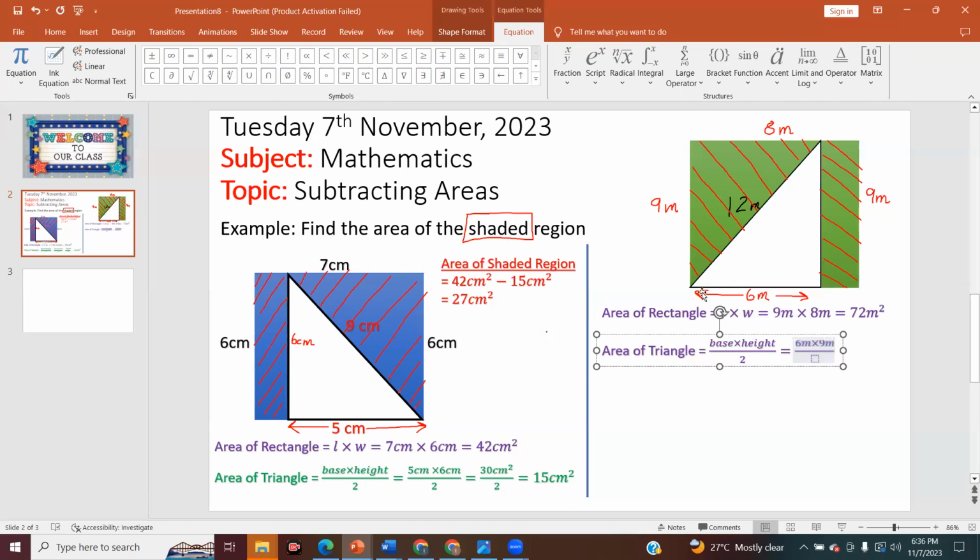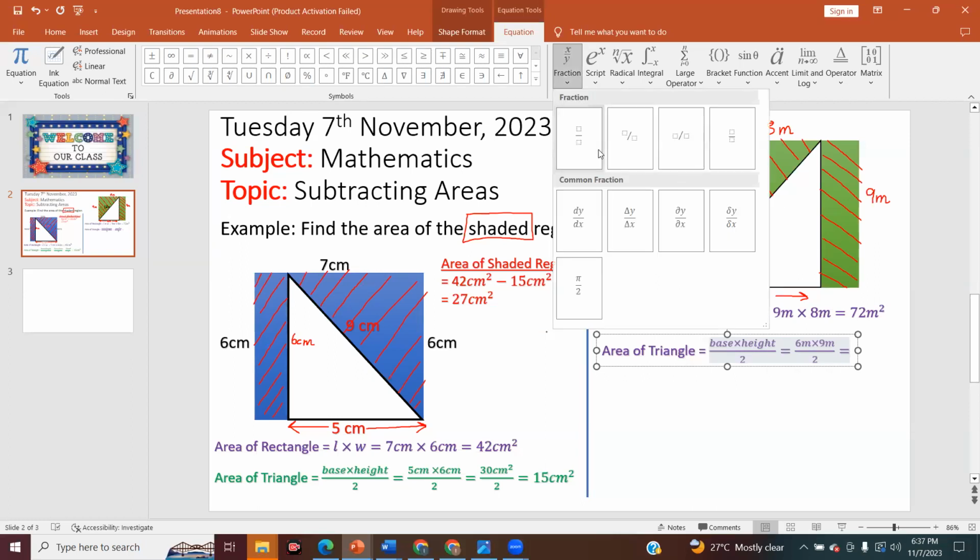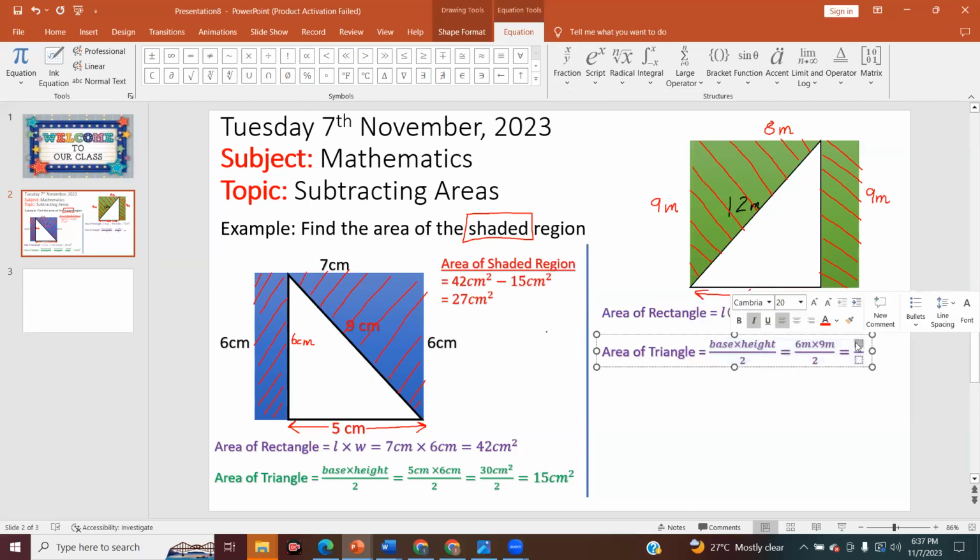So we have 6 meters multiplied by 9 meters, and then with the formula, divided by 2, right? So Namaya, what is 6 times 9? 54. Is she correct? It's 6 times 9, 54. Good. So it's going to be 54 what? Meters squared. Good.